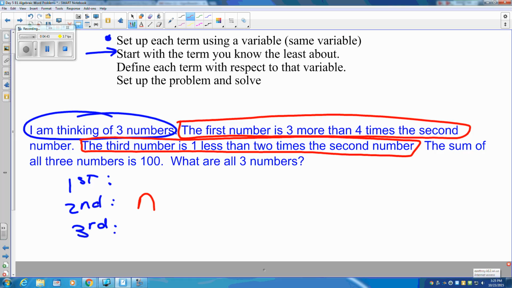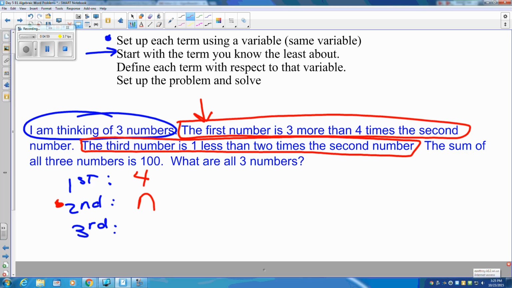But now that we've defined that term, we can go back to the other ones. So let's go back to this first one. This first number is 3 more than 4 times the second one. Well, how would I write 3 more than 4 times this?